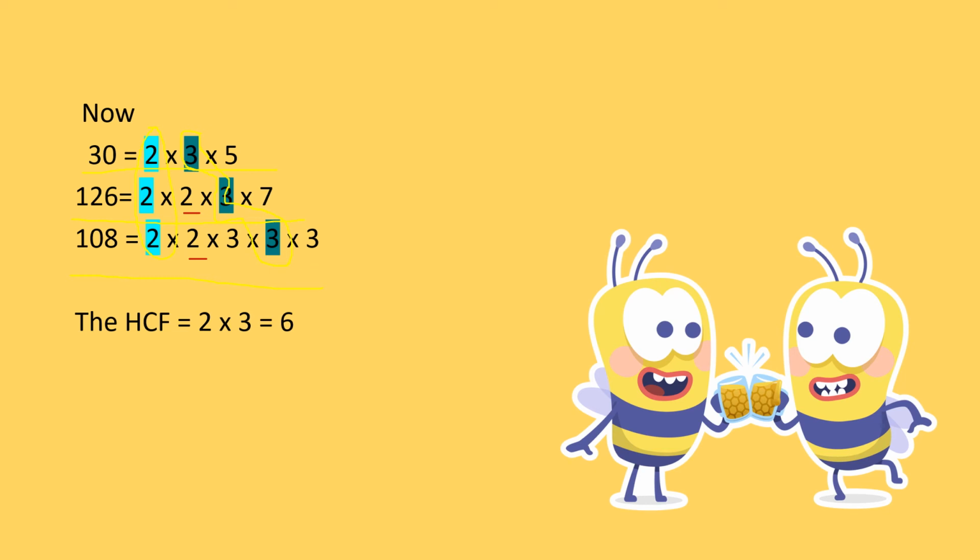But I'll explain to you about the remaining numbers which I haven't used. So for 5, here is this 5. And we are going to ignore this 5 because this 5 is only present in the prime factors of 30. Similarly, this 7 is only present in the prime factors of 126. So we can't choose it, okay?